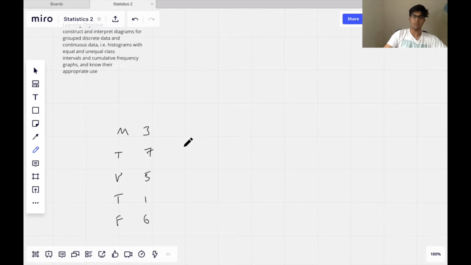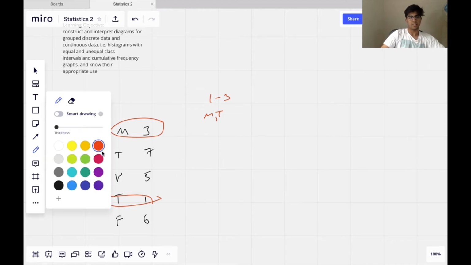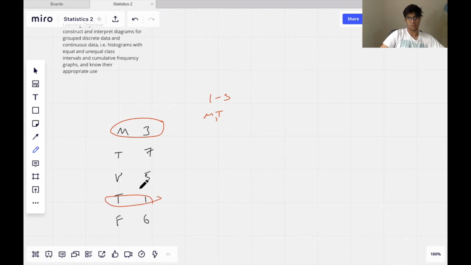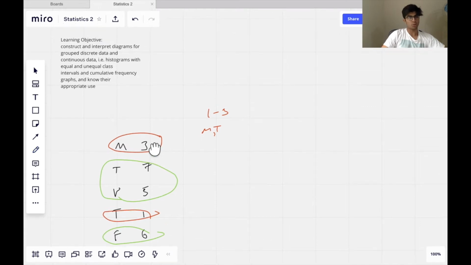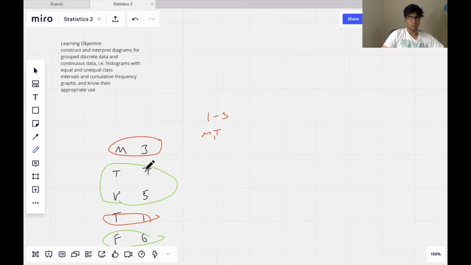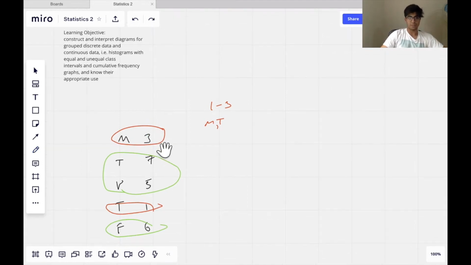But I could group this together. I could group it into the days I have 1 to 3 lessons, so that's Monday and Thursday. Whereas I could then group it into the days I have 6 or more, or even 5 or more. So Tuesday, Wednesday, and Friday. So again, I've grouped the discrete data. I could also not group it together. Ungrouped data would just look like this, despite it being discrete, which is what we talked about last time around.